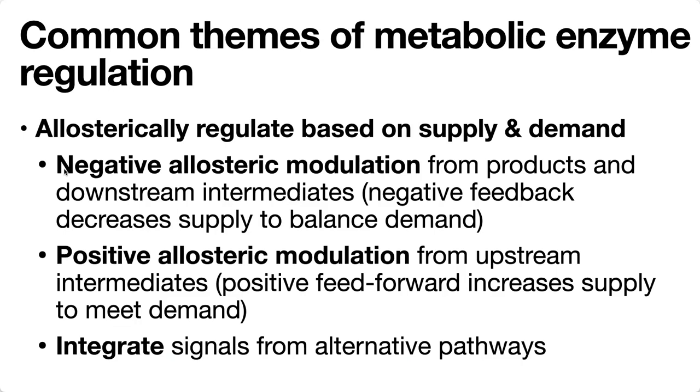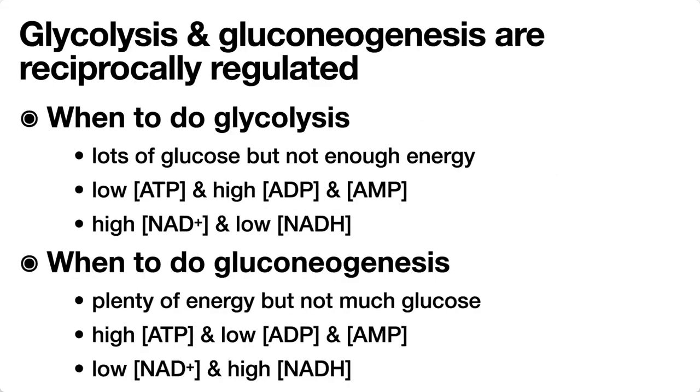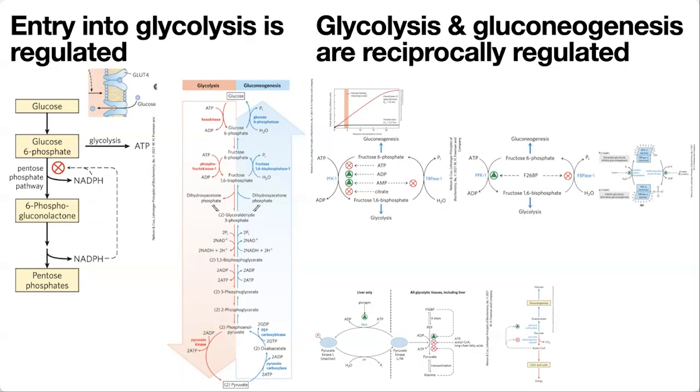We'll look and see how we can use diagrams. So we can see a red line with a little line at the end, or an X, would be a negative allosteric modulation or negative regulation of some sort, whereas a green line would be a positive regulation of some sort. We'll see that you can integrate signals from different pathways to piece things together. So I'll point out specific examples of each of these things in the case of glycolysis and gluconeogenesis.